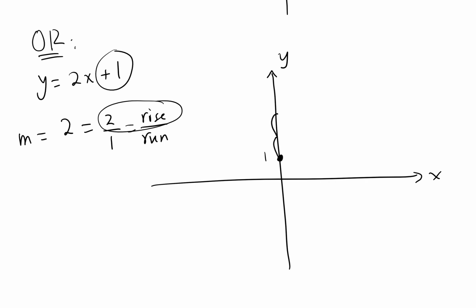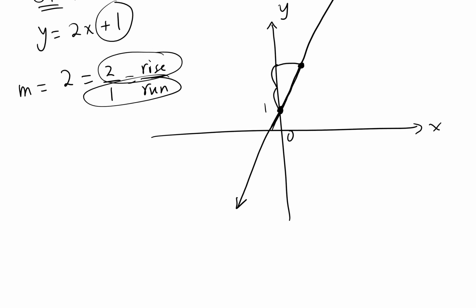If it was negative 2, you would go down 2 steps. So the rise is up and down. The run is 1. Run means to the right or to the left. Because it's positive, you go to the right 1. Then you connect these dots together, and that's how it goes. Any questions about this? Is it easy?